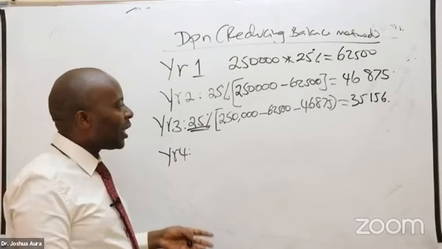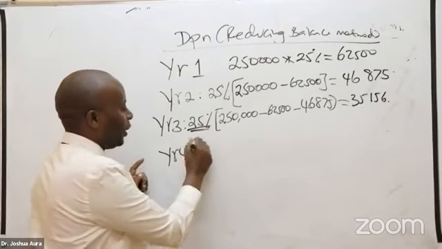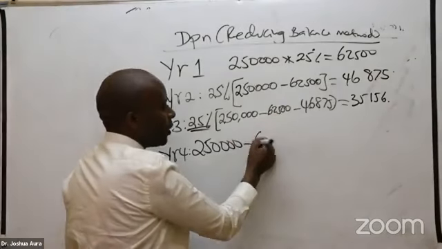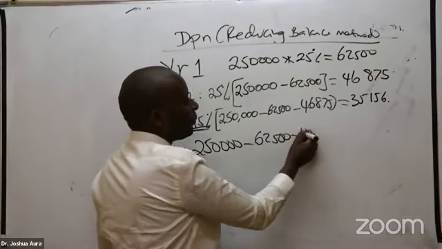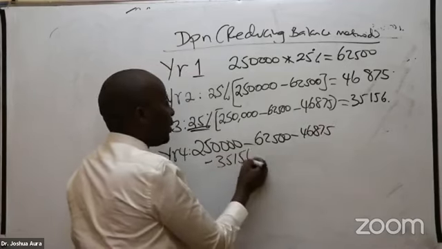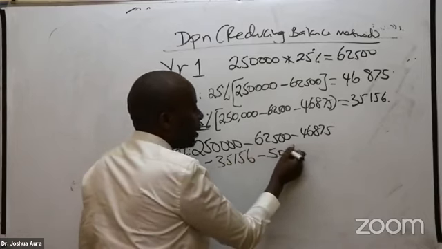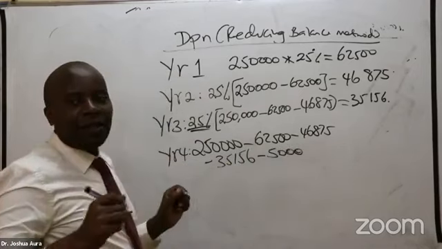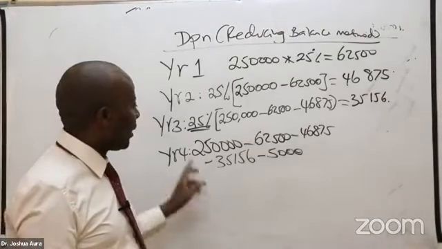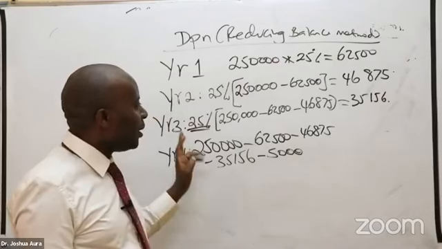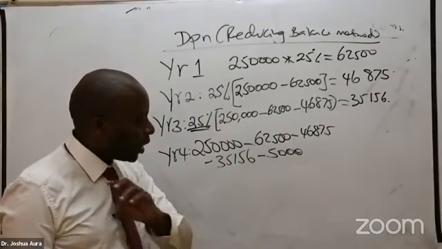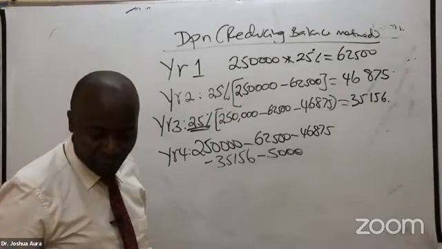The balancing charge, what do you do? You'll come and take the initial cost of the project, 250,000, minus all the values it lost, minus 35,156. And then don't forget to subtract the scrap value. So don't apply the percentage here. Take the initial cost of the project minus all the amounts we lost in each of those years, and then, of course, minus the scrap value.